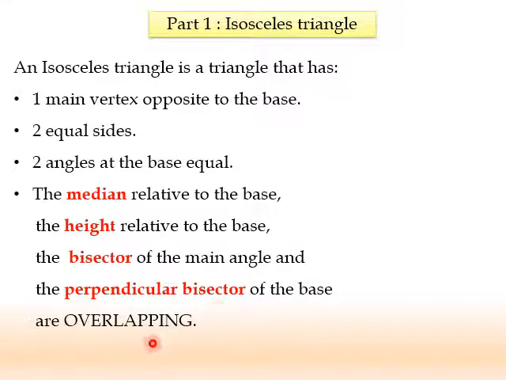Overlapping means occupying the same space. So the median, I'm talking about the median issued from the principal or main vertex, is at the same time the height, the bisector, and the perpendicular bisector. Let's see how and what I am talking about.